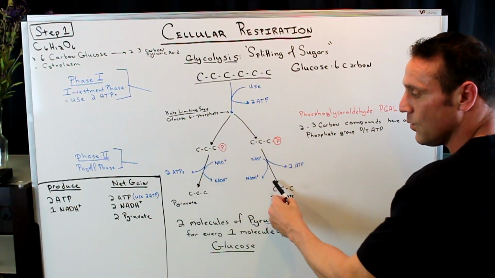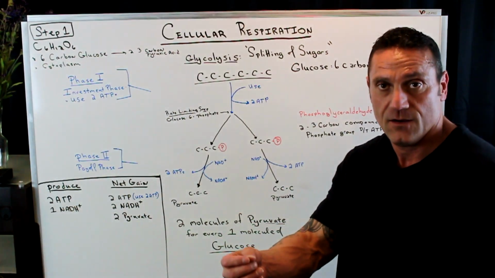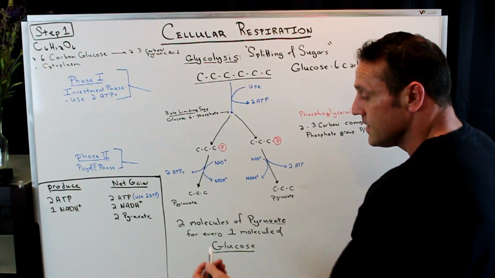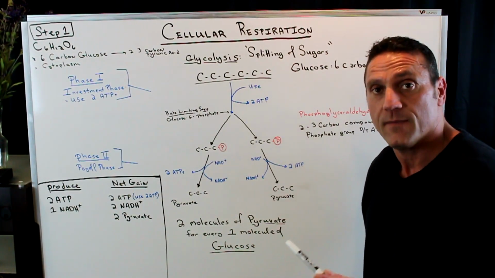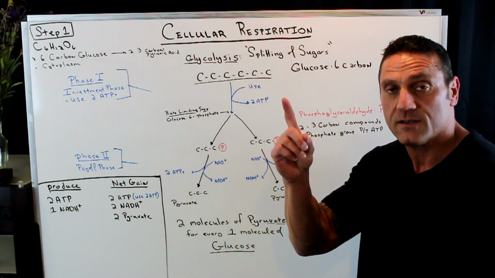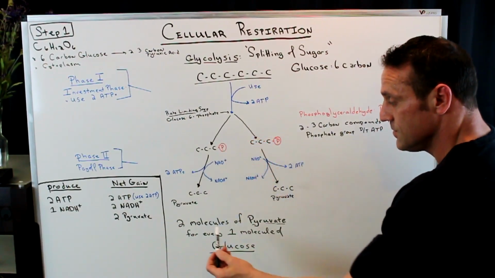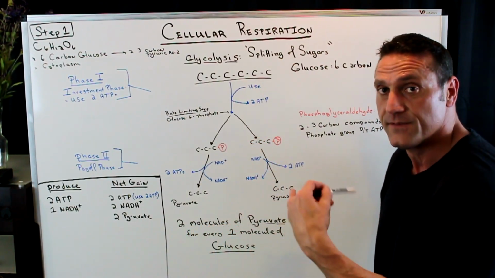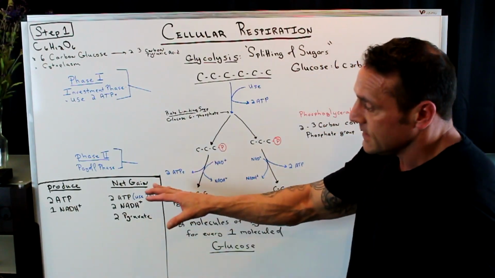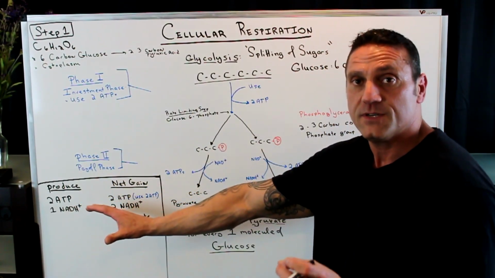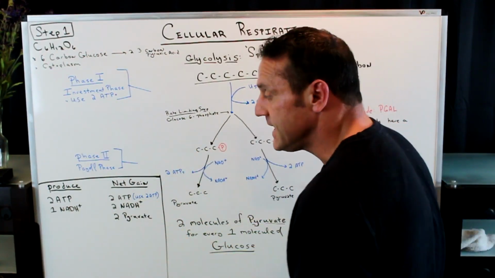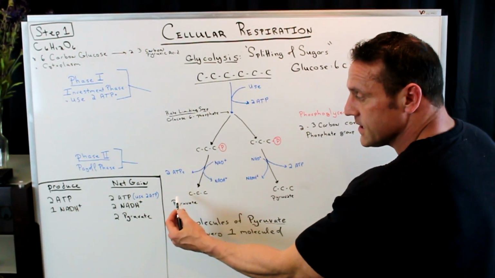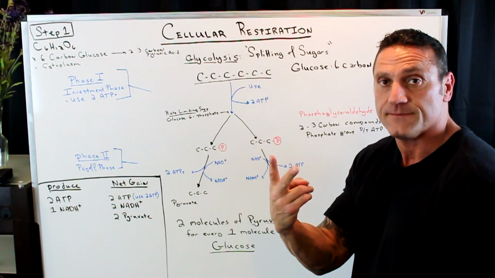Now, since it's done twice, your net gain, the payoff, is you're going to have 2 molecules of pyruvate for every 1 molecule of glucose. So 1 molecule of glucose is going to split into 2 molecules of pyruvate or pyruvic acid. Now over here, what do you produce? Okay, you produce 2 ATPs. You produce 1 NADH for each molecule. Remember, there's 2 of them.